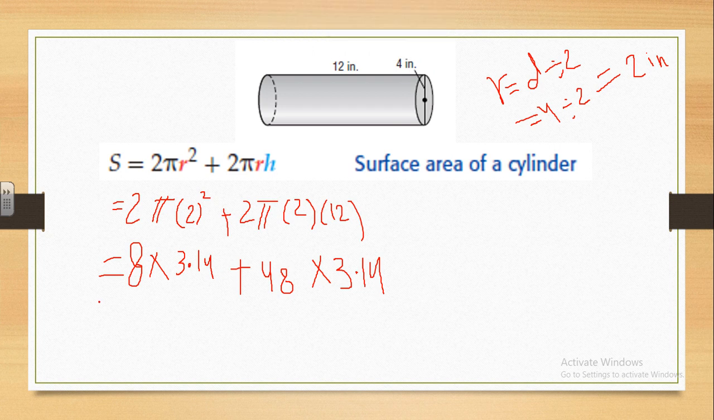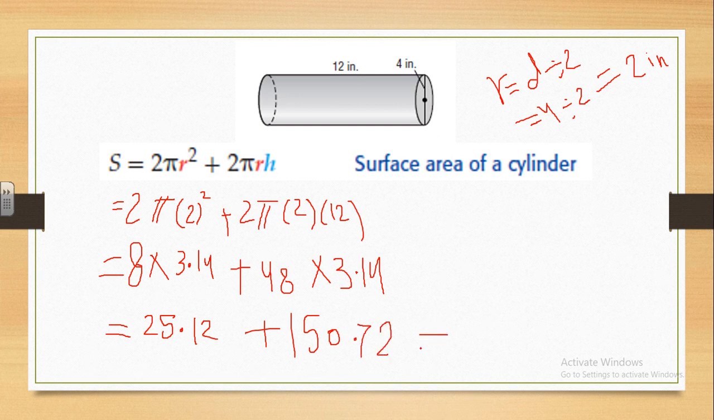Okay, habibi, to find the result, let's find 8 times 3.14, then make plus for the second one to find the total. Okay, so 8 times 3.14 equals 25.12, plus, let's see the next one, it's 48 times 3.14. Who can tell me what this equals? It will equal 150.72.